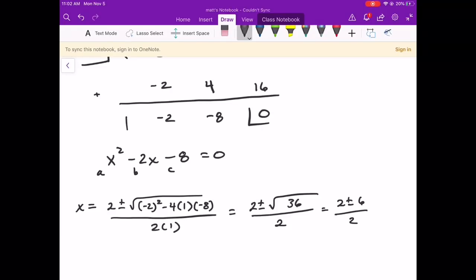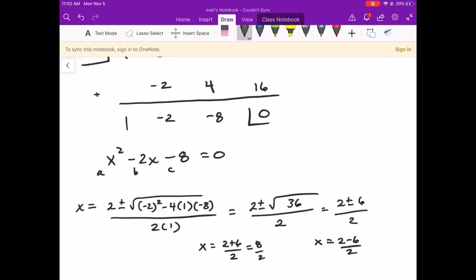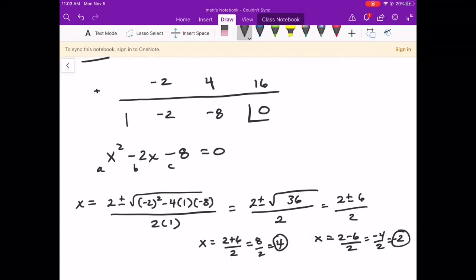Now I'm ready for my two scenarios. So x is equal to 2 plus 6 over 2, or x is equal to 2 minus 6 over 2. So 2 plus 6 is 8, divided by 2 is 4. So there's another 0. 2 minus 6 is negative 4, over 2 is negative 2. There's my other 0. So now I've got 3 zeros: negative 2, negative 2, and 4.